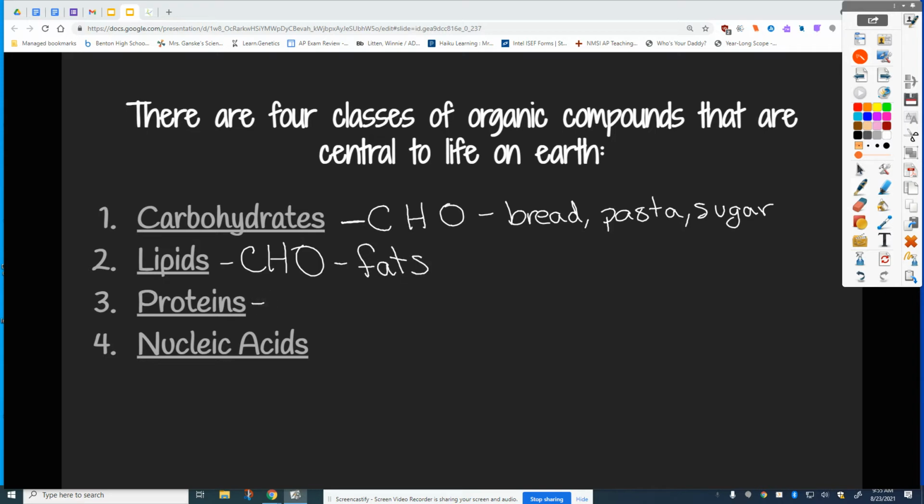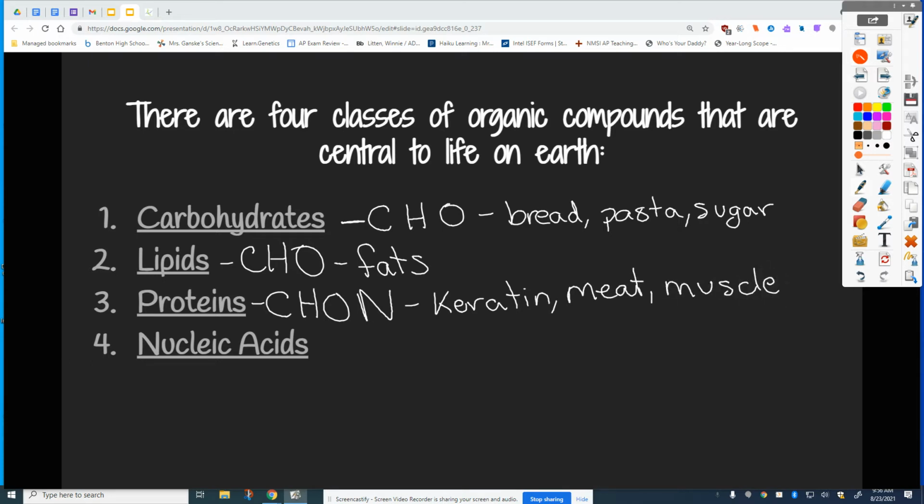Then we have proteins. They're made out of carbon, hydrogen, oxygen, and nitrogen. Keratin is a protein. When you think protein, what do you think? Meat? Anybody think muscle? Which is meat. When you're eating a steak, you're literally eating cow muscle.